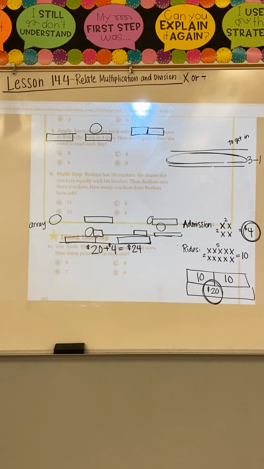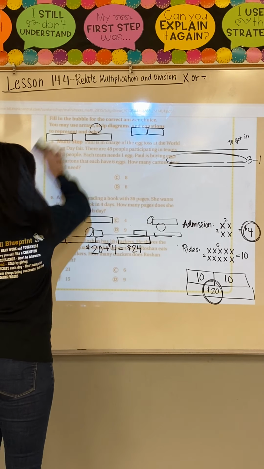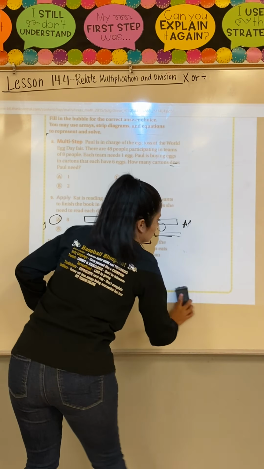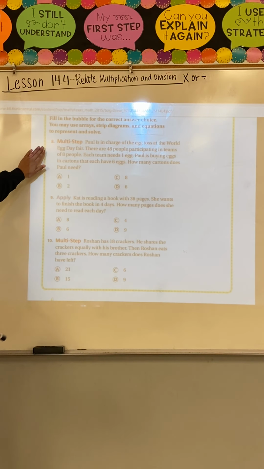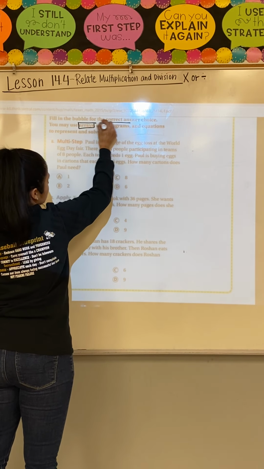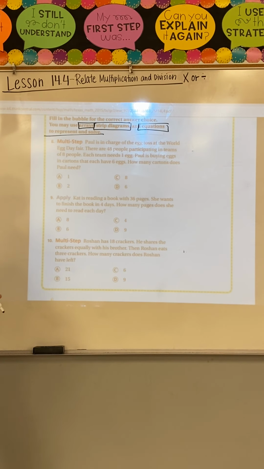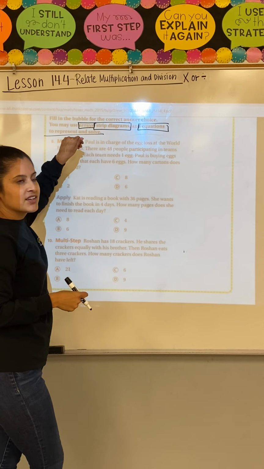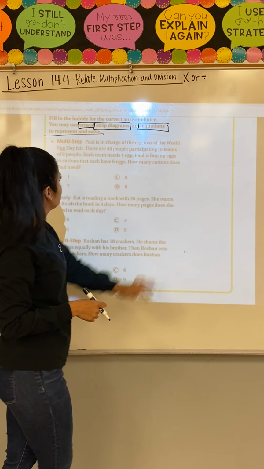Okay, let's skip around to page 452. Let's look at number 8, our multi-step word problem, more than one step. But before we get to that, of course, let's read our directions. We're going to fill in the bubble for the correct answer choice. We may use an array, a strip diagram, or an equation to solve. All right, so we've already done an example using arrays as well as strip diagrams. We'll make sure that we do show the equation part as well.